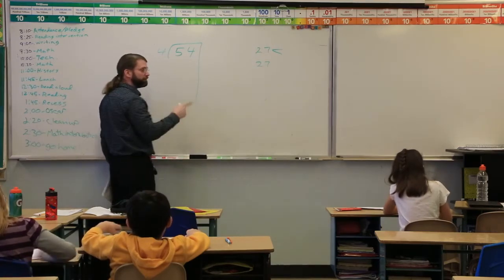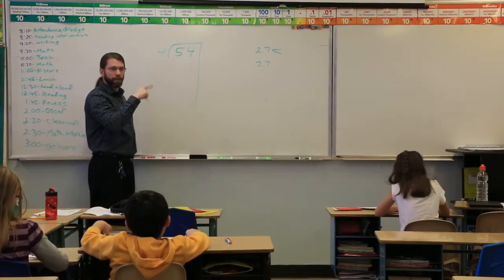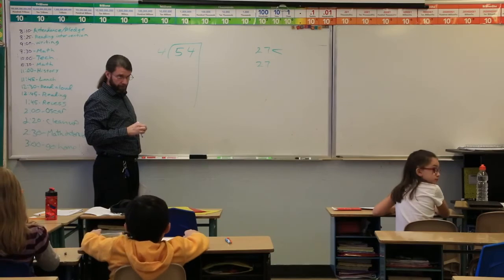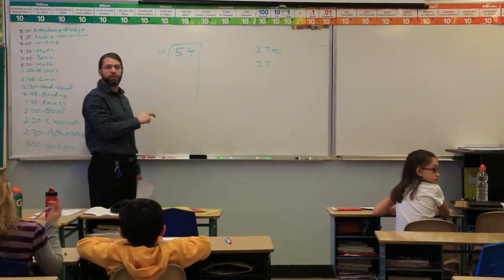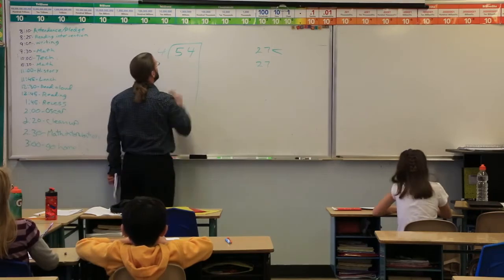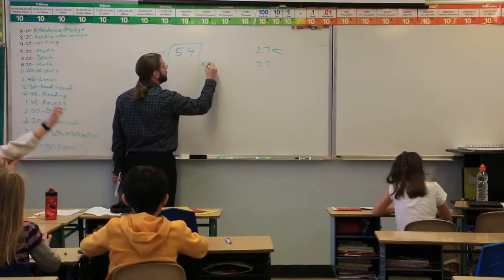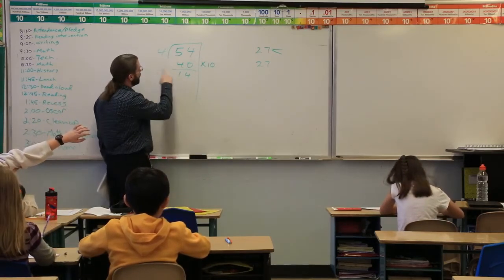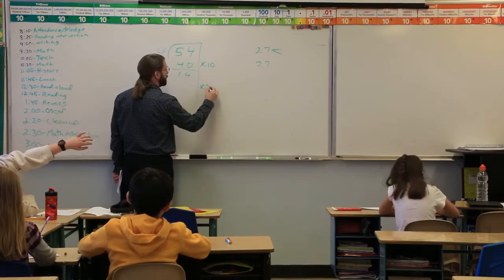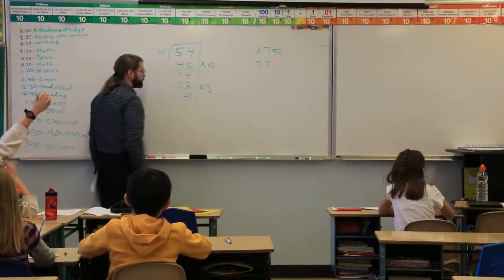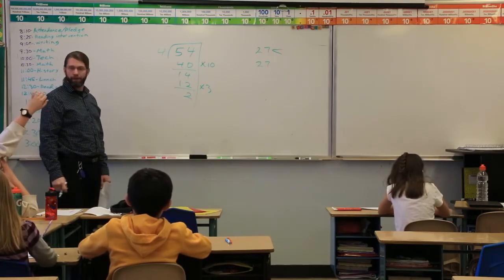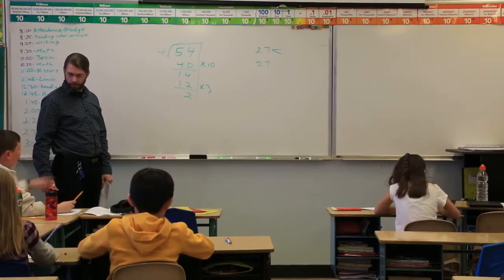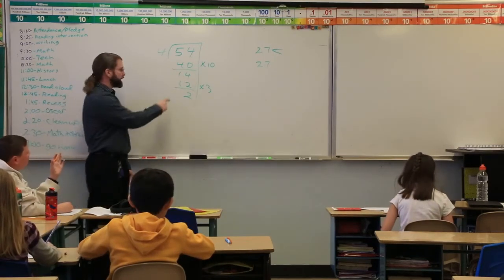Okay, let's do it this way first. Kaylee, let me solve it this way using partial quotients first. 54 divided by 4. 4 times 10 is 40. That leaves us 14. Well, 4 goes into 14 3 times, gives us 12. That leaves 2. What is that 2? Derek? You don't know? Okay. Vanessa, what is that 2?